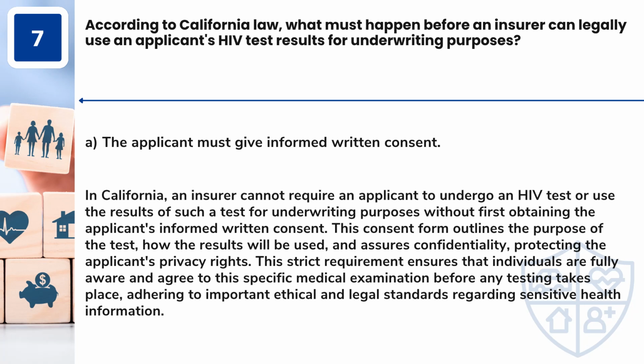In California, an insurer cannot require an applicant to undergo an HIV test or use the results of such a test for underwriting purposes without first obtaining the applicant's informed written consent. This consent form outlines the purpose of the test, how the results will be used, and assures confidentiality, protecting the applicant's privacy rights. This strict requirement ensures that individuals are fully aware and agree to this specific medical examination before any testing takes place, adhering to important ethical and legal standards regarding sensitive health information.